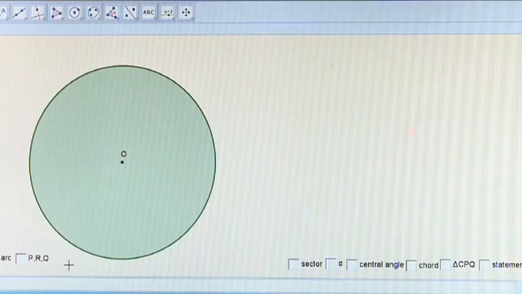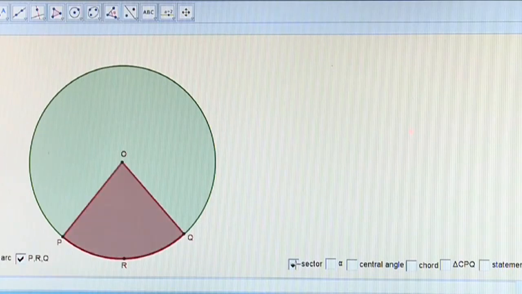Dear learners, now we are going to learn angles in a circle. Consider a circle with center O. Draw an arc PRQ. Join the end points of the arc P and Q to the center of the circle. You will get an angle POQ. This angle POQ is known as central angle.